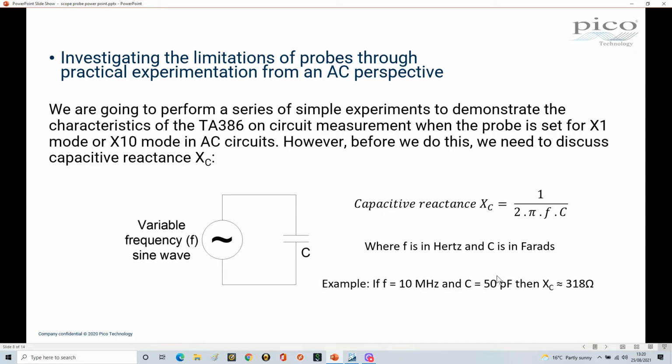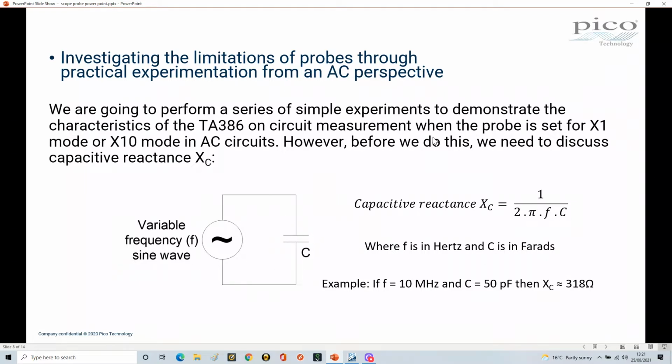Now, just as an example, if F was 10 megahertz and C was 50 picofarads, then the reactance is 318 ohms. This 50 picofarads is not that dissimilar from the capacitance in a scope probe that we're actually using. It's probably a bit less than that, actually. But the bottom line is that this reactance is quite low, and this is the load on the signal that's being generated.